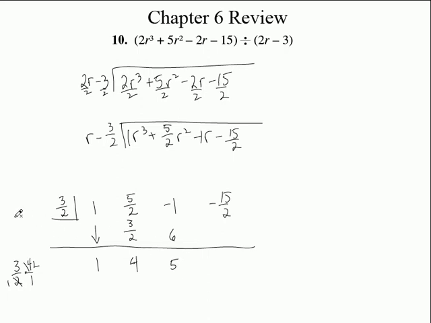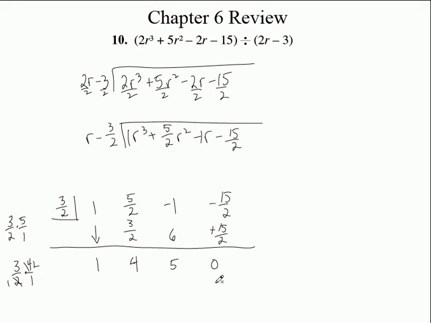3 halves times 5. Again, if you can't do it in your head, write it down. 3 halves times 5 over 1, that's 15 halves. It's positive 15 halves. Now look, we thought it was going to be kind of ugly because of the fractions, but really the fractions weren't that difficult at all. Look what happens. Negative 15 halves plus 15 halves is just a 0.